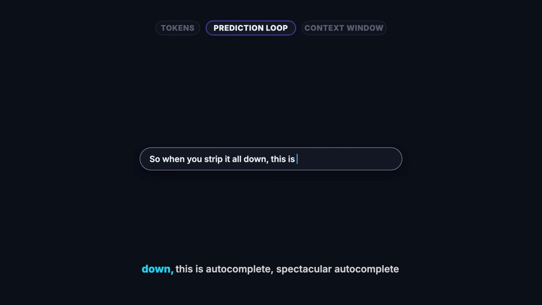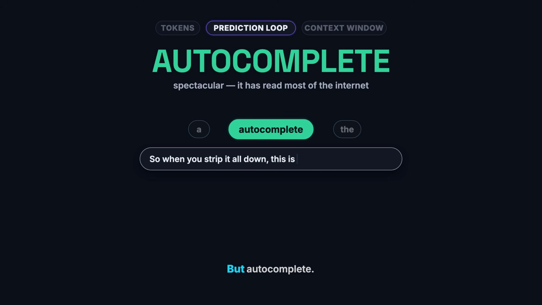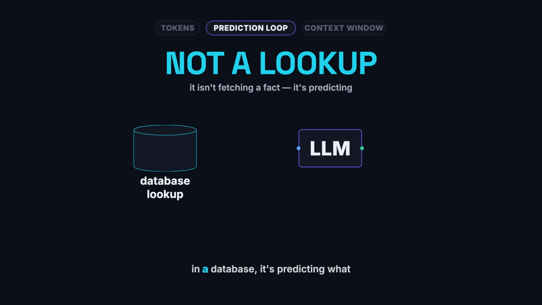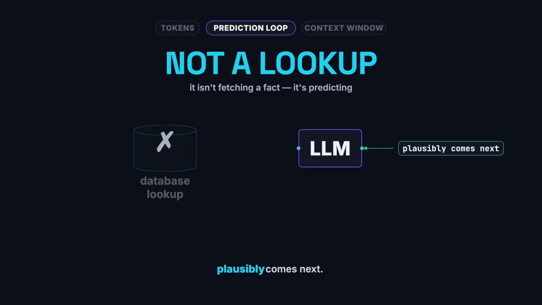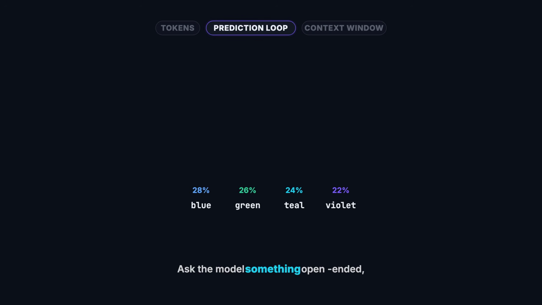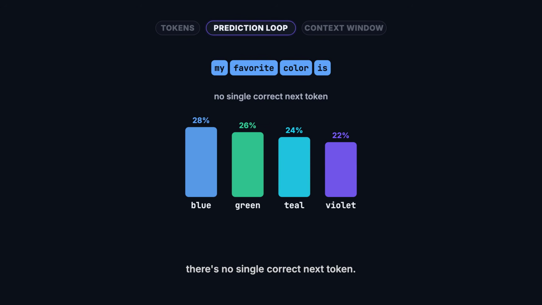So, when you strip it all down, this is autocomplete. Spectacular autocomplete that has read most of the internet. But autocomplete. It isn't looking up a fact in a database, it's predicting what plausibly comes next. And that word, plausibly, is doing a lot of work. Ask the model something open-ended. Say, "My favorite color is," and there's no single correct next token. It might be blue, it might be green.